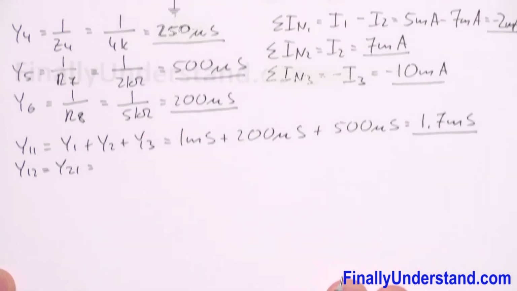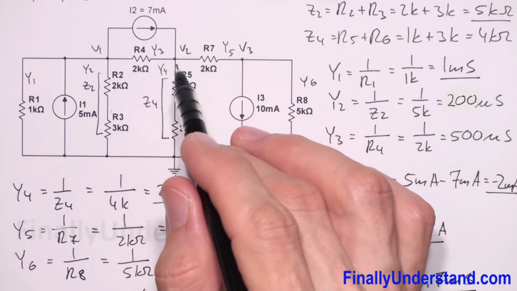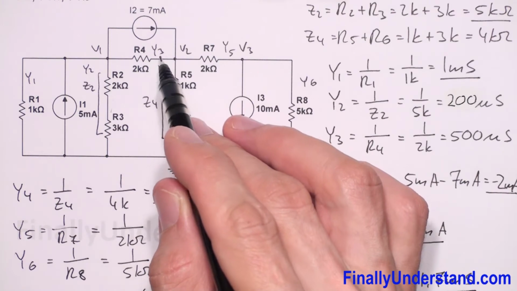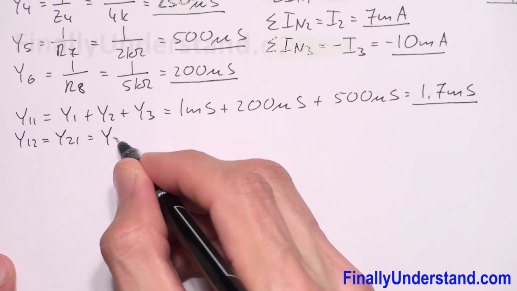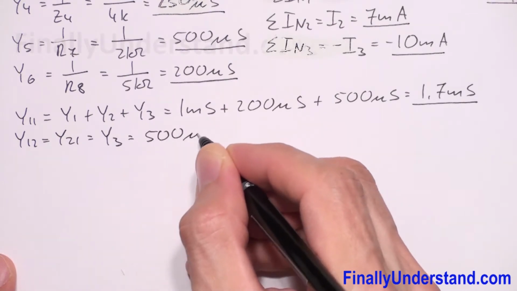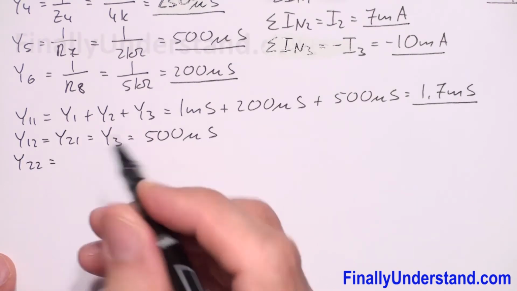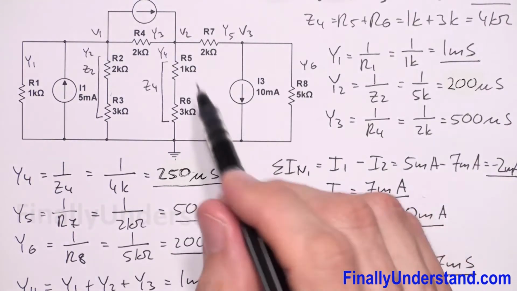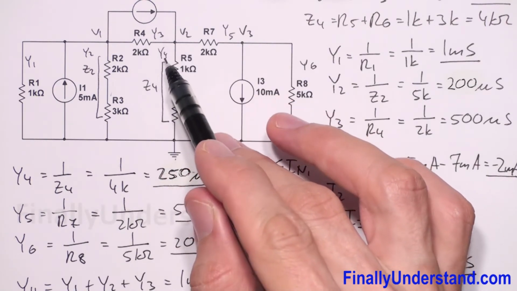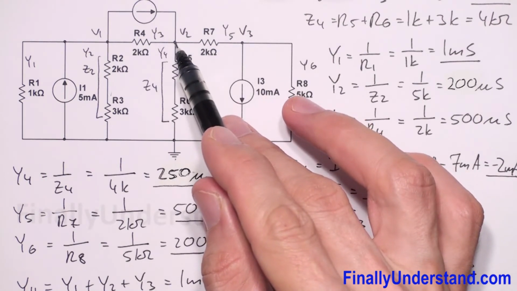This is the admittance between node 1 and node 2, or admittance between node 2 and node 1. And this is equal to Y3. So Y3 we found is equal 500 microsiemens. Next, we're supposed to find Y22. Y22 is the sum of the admittances connected to node 2. So this is Y3 plus Y4 plus Y5, because all of them are connected to this point.